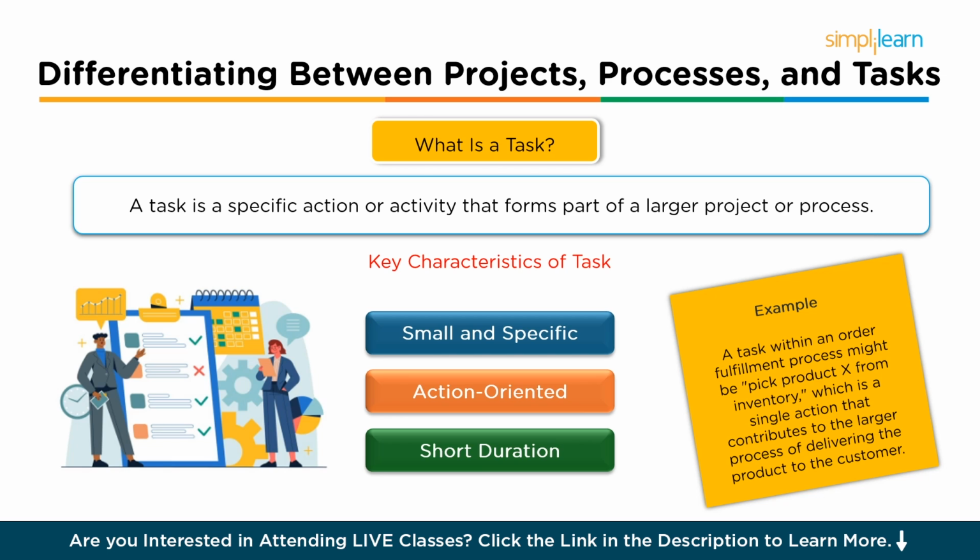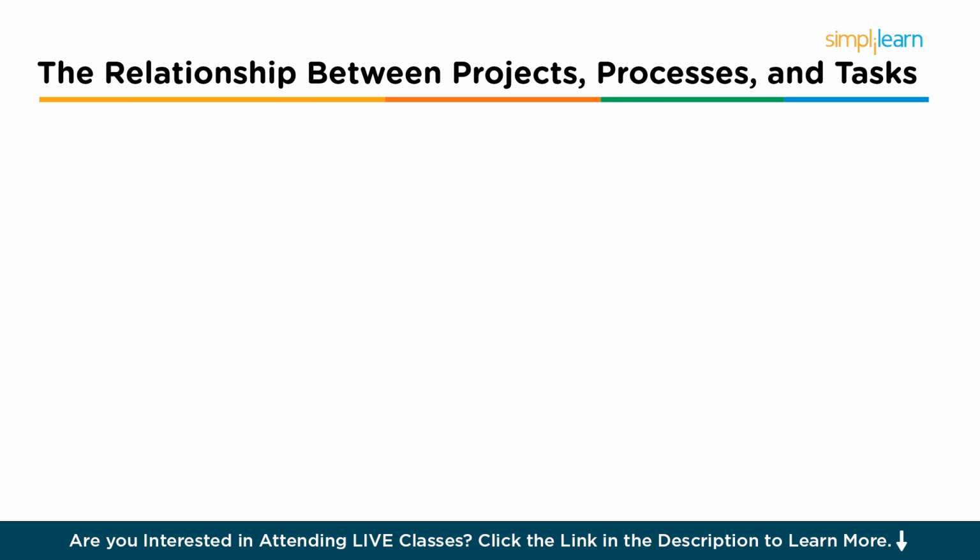After learning the distinctions between projects, processes, and tasks, let's now connect these elements and see how they work together in BPM. The relationship between projects, processes, and tasks. Now that we have an understanding of projects, processes, and tasks, let's examine how they interrelate. While these elements are distinct, they are closely interrelated and work together to achieve organizational goals.